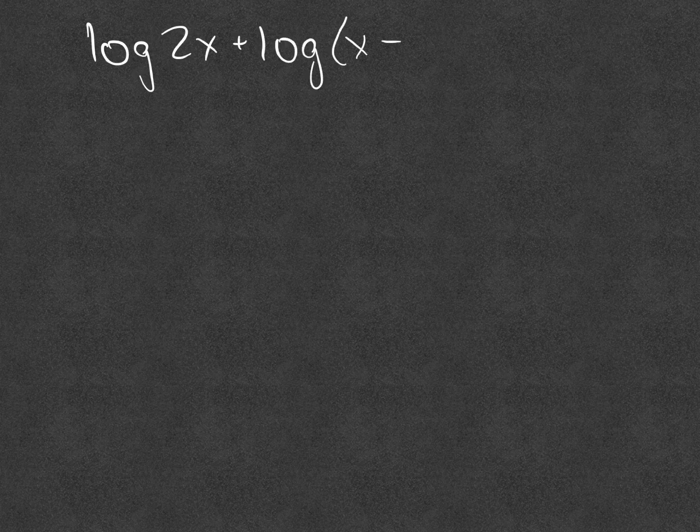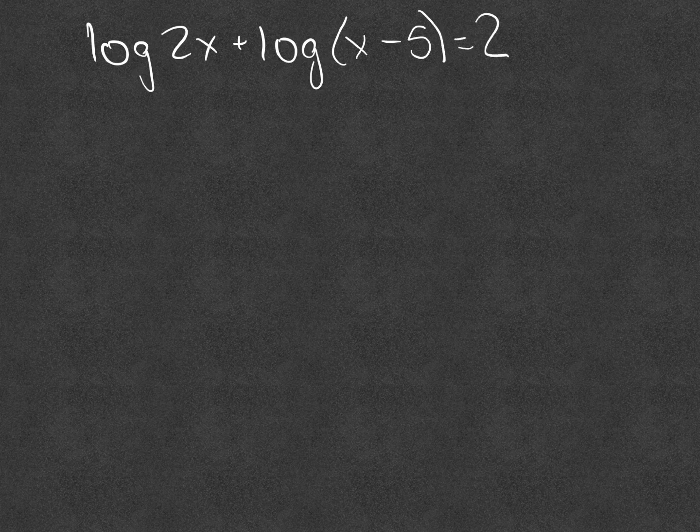All right, now we're going to look at, I would say, a more difficult example because it's going to be combining your properties of logarithms in order to solve. So the equation is log of 2x plus log of x minus 5 equals 2.